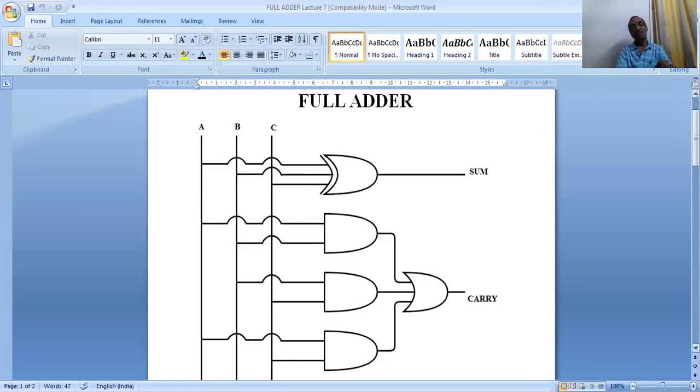Friends, I remember whenever I assess the paper, AB is there in the first AND gate, BC is there in the second AND gate, and CA is there in the third AND gate. Then you can give whatever the model answer is given, that you should give at least 3 marks for a full adder diagram. Then I will give full marks, 3 marks.